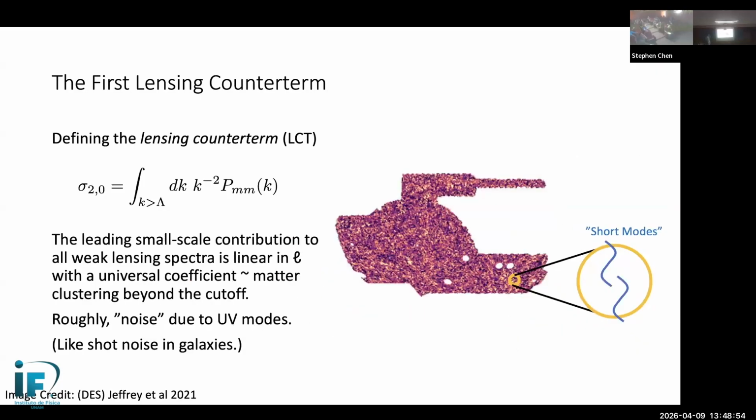So if we define the so-called lensing counterterm, which, given some particular UV completion, is this number, this integral of the matter power spectrum, you can think about it this way: if I have a pixel in the sky where I've measured the weak lensing, this term captures what the noise fluctuations due to modes smaller than my cutoff look like. That is also a function of redshift. Go back one slide.